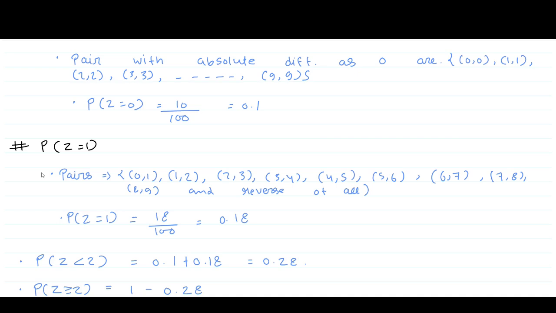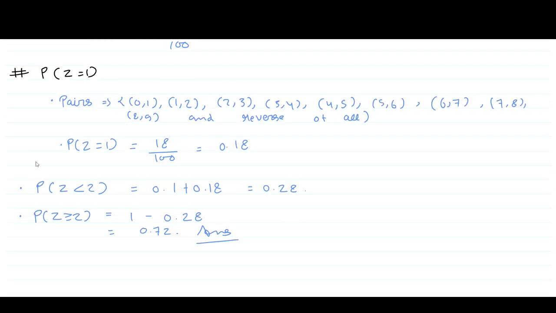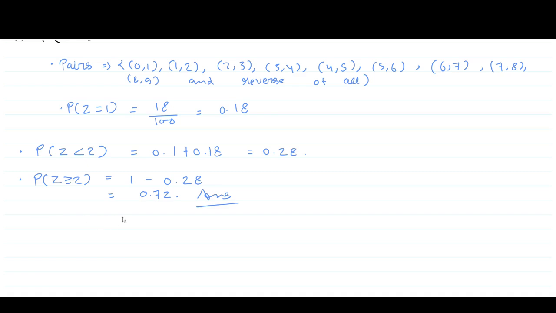Similarly, let us find the probability of z is equal to 1. The pairs for which the absolute difference is 1 are 0 1, 1 2, 2 3, and so on up to 8 9, and the reverse of all these, like 1 0. So, the probability of z is equal to 1 is 18 by 100, which is 0.18. Hence, probability of z less than 2 is 0.1 plus 0.18, which is 0.28. So, probability of z greater than or equal to 2 is 1 minus 0.28, which is 0.72. Hence, the answer for question number 15 is 0.72.